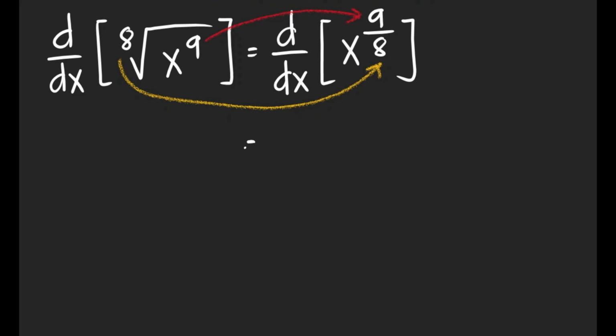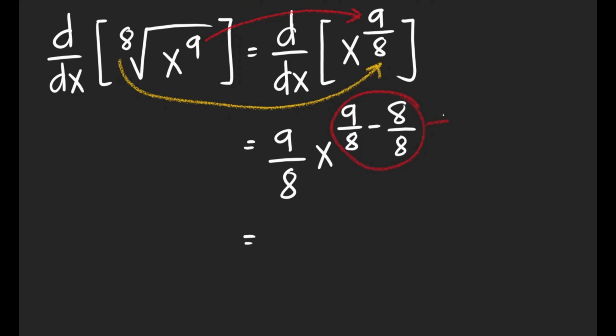Now by power rule, we have 9 divided by 8 times x to the power 9 divided by 8 minus 1. 9 over 8 minus 1 is equal to 9 over 8 minus 8 over 8. 9 minus 8 is 1. We get 1 divided by 8. The derivative will be 9 divided by 8 times x to the power 1 divided by 8.